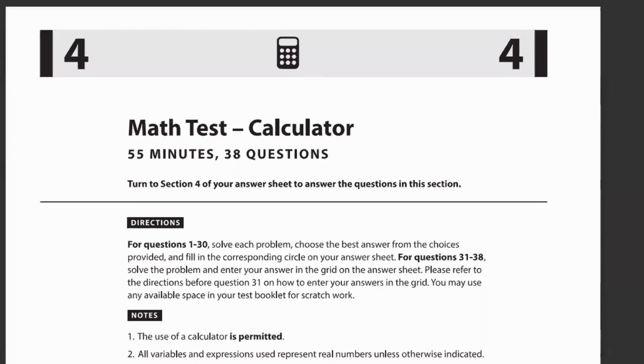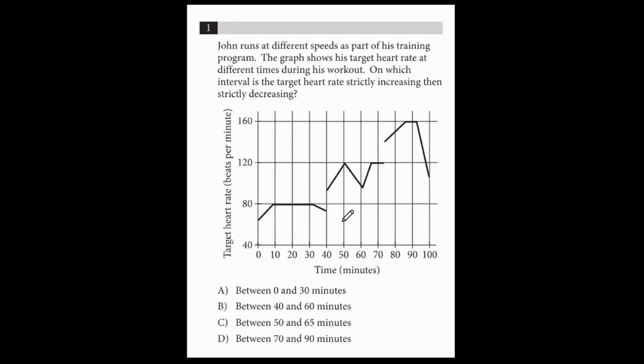So in this video, I'm going to solve all 38 problems for the official collegeboard.org practice test number 1, section 4, calculator section. So let's look at number 1. Even though this is a word problem, it should be one that you should be able to solve pretty quick. Let's read through it.